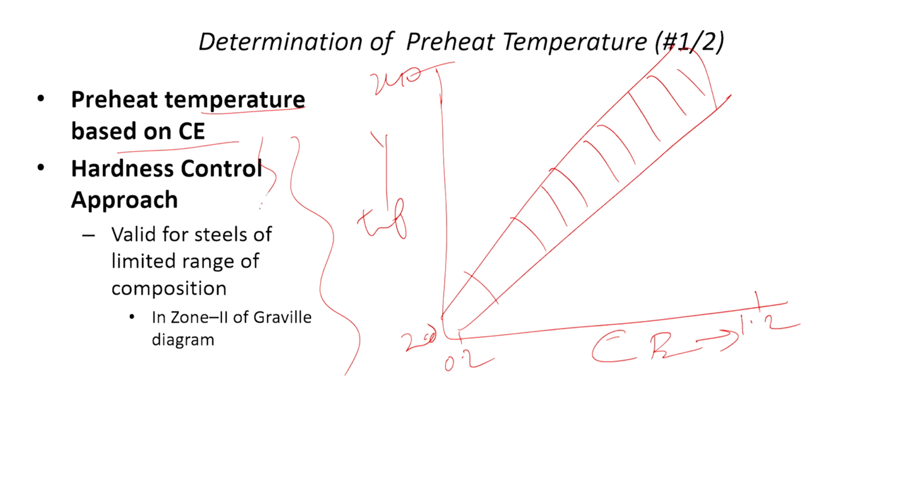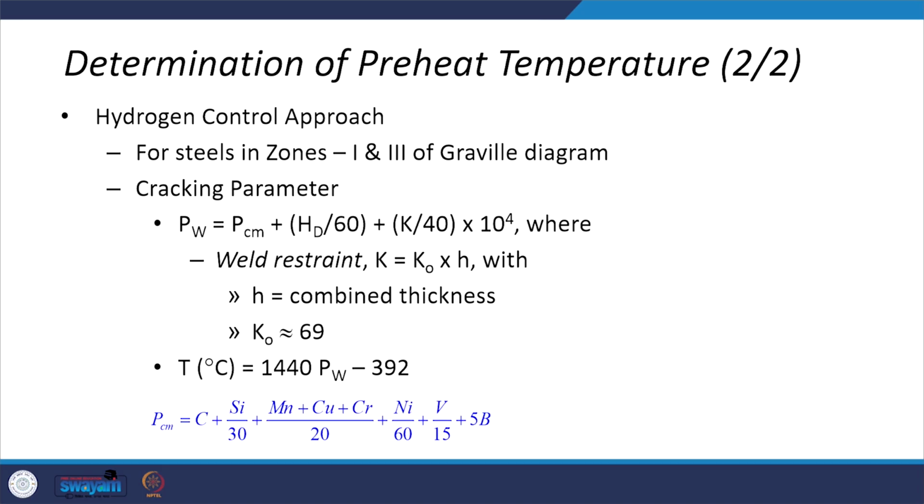So, this is the hardness control approach, where suitable preheat will reduce the cooling rate, and that in turn will encourage the formation of the soft phases, good for zone 2 of the Graville diagram. There is a hydrogen control approach which is applicable for zone 1 and zone 3 of the Graville diagram. It considers the composition aspect, that is based on the carbon content, silicon, manganese, copper, chromium, nickel, vanadium and boron. It also considers the diffused hydrogen and the restraint, which determines the residual stresses.